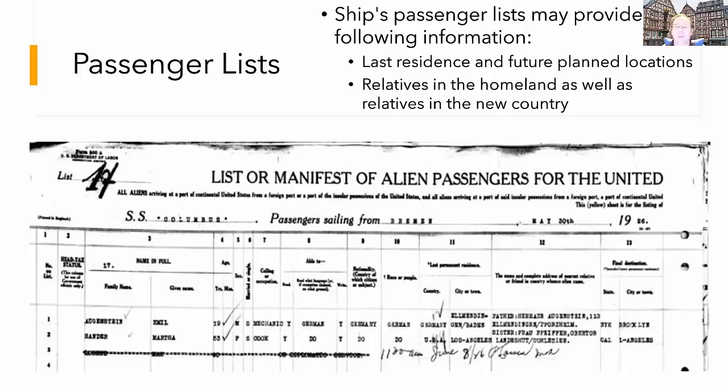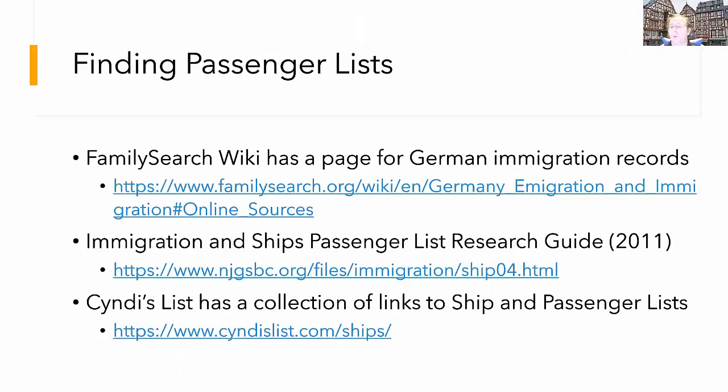Be aware that you might find ship's records for your ancestors going back and forth to Germany, picking up relatives or visiting with relatives. If you want to learn more about finding passenger lists, the FamilySearch Wiki has a page for German immigration records, which goes into a lot of detail about the types of records you're going to find.